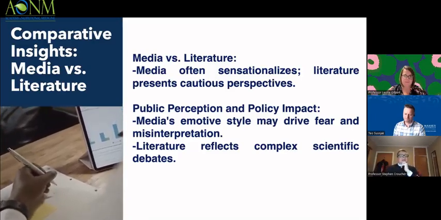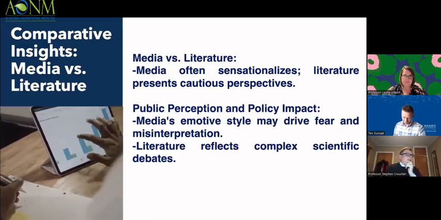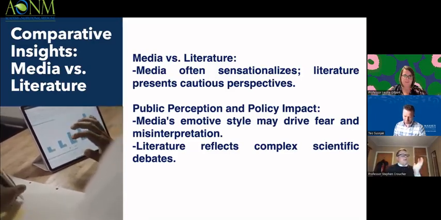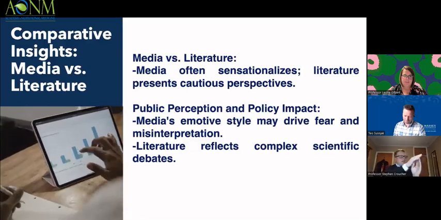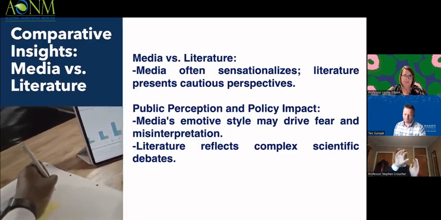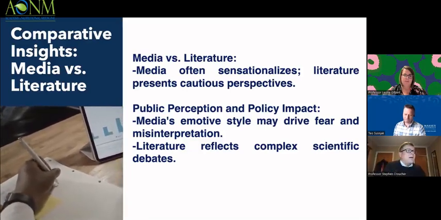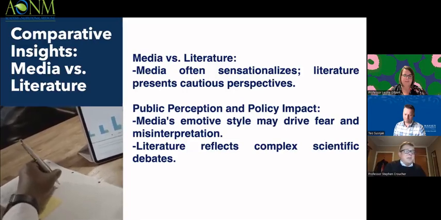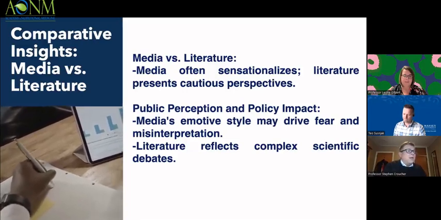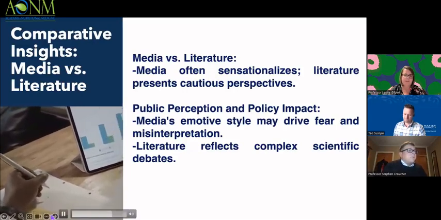But what we see is literature does reflect more the conflict or the complex scientific debate. And one of the things we saw with Teo's graphs was these changes, and it shows the debate and the conversation happening within the scientific community. And we see that happening more in the scientific literature, not really happening at all, that we can find yet, within media. The next slide, please.